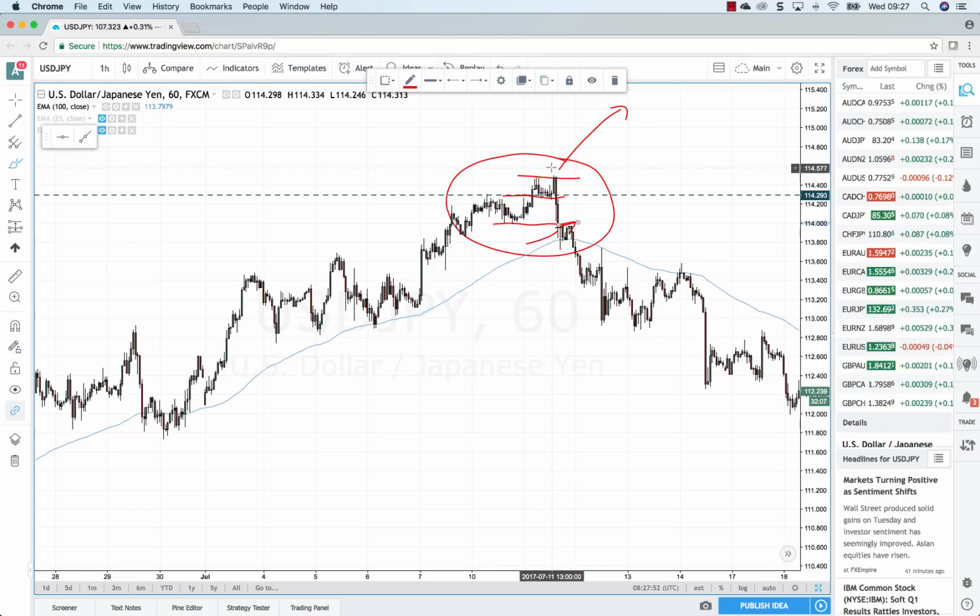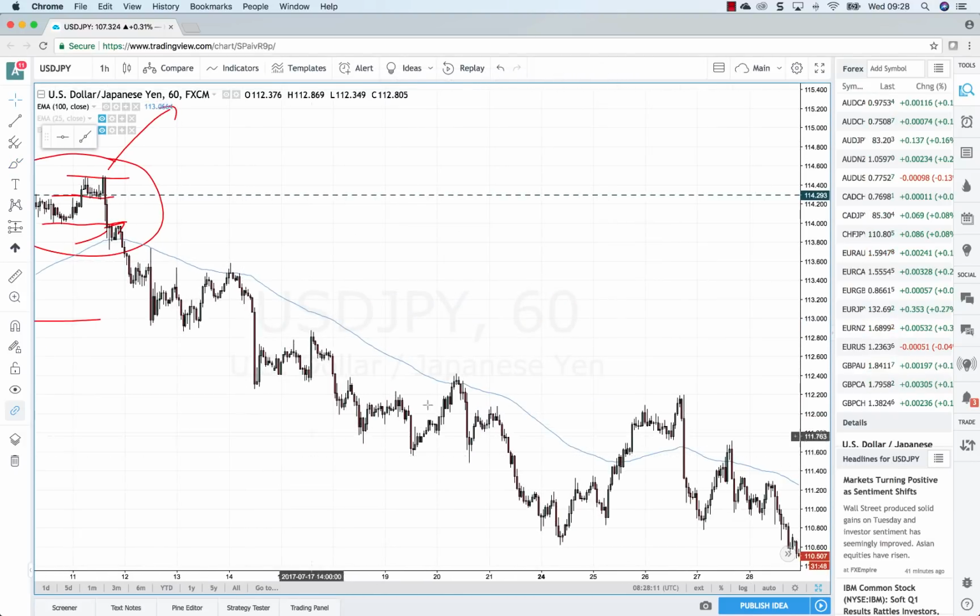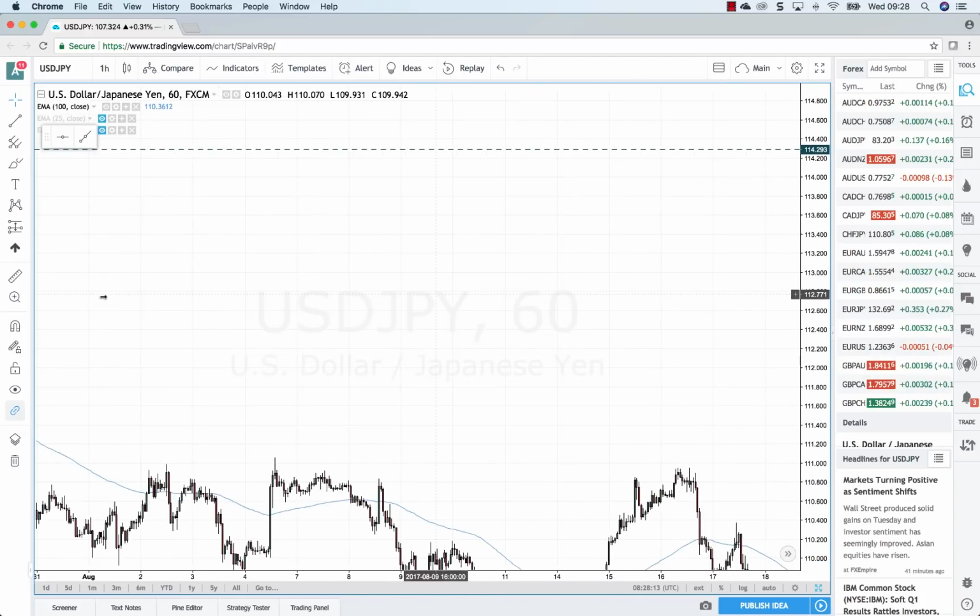Okay, so the stop goes above this high, and then you can either trade to the next support level, so maybe trade down to here, which will give you much more than a 1-to-1 risk reward. You're more like a 2-to-1 risk reward, or you can kind of trail your stop or something like that. But that's the basic concept, right? That's the general concept that we're looking at. And this stuff works over and over and over again.